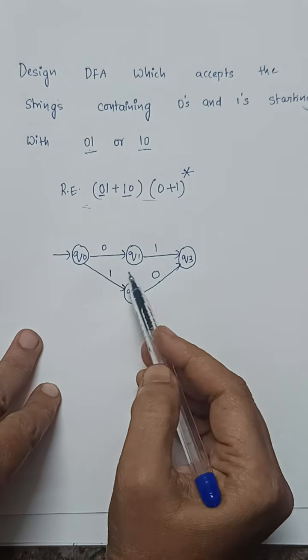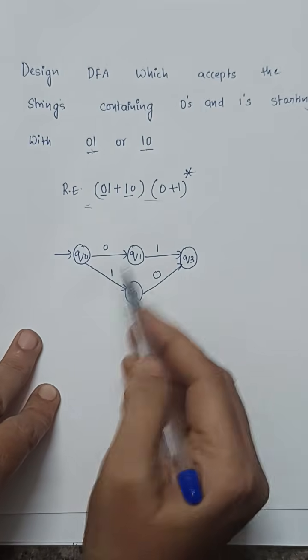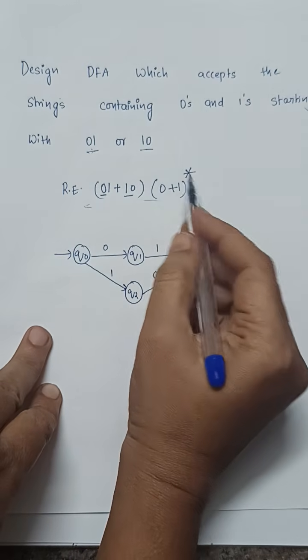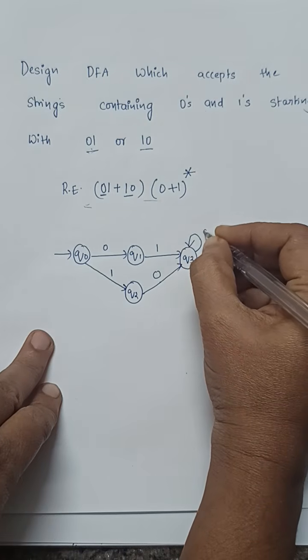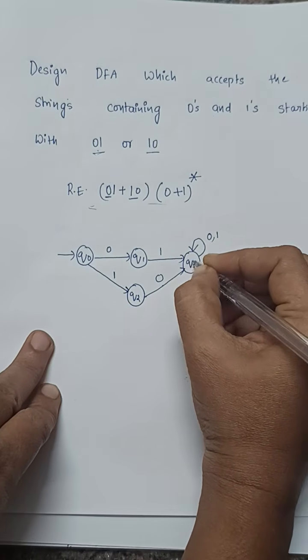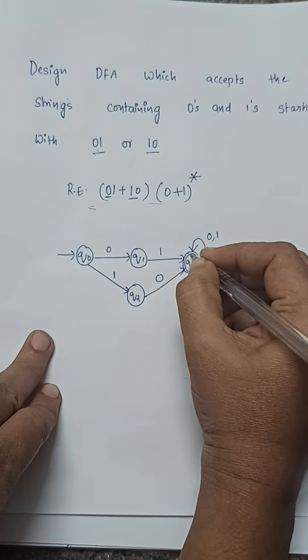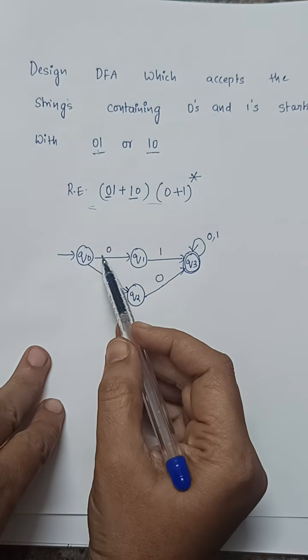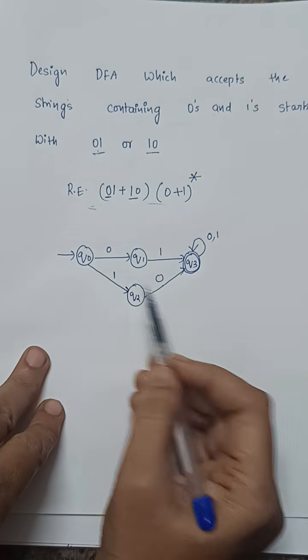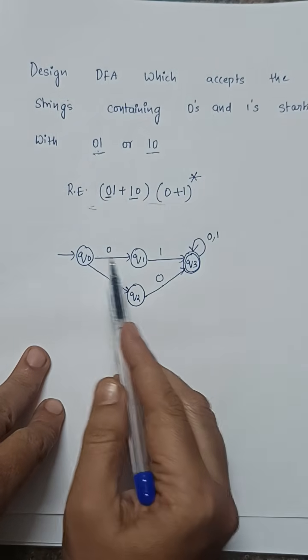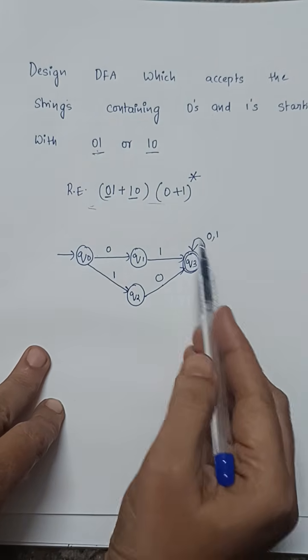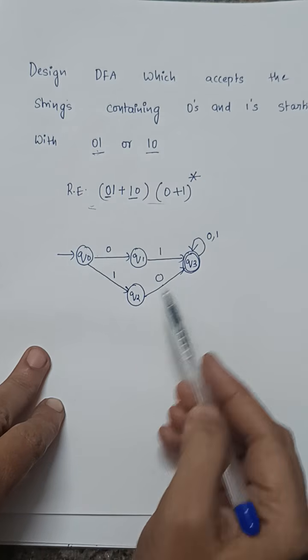So that finite automata we have designed, followed by any number of zeros or ones. So that can be looped here, 0 or 1. So this becomes the final state. So it can be either 01 or 10. So the string containing a zeros and ones combination starting with either 01 or 10, followed by any number of zeros or ones. So this is done.